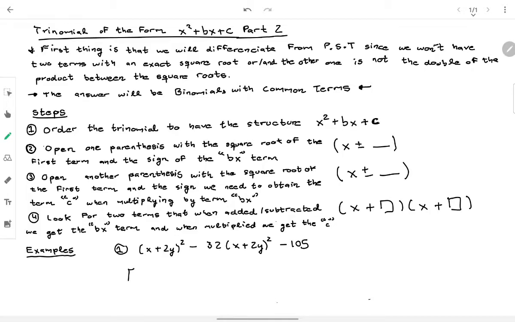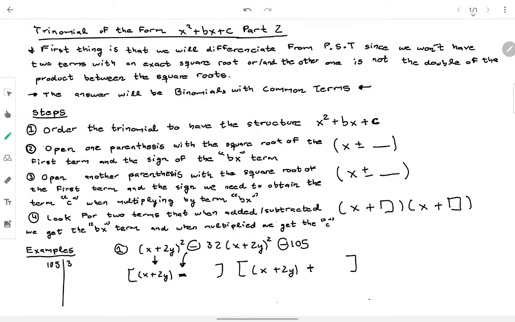I will open up a bracket in this case. The rule says I must put the square root of the first term in both parentheses. Then we will put the sign of the bx term on the first parenthesis, minus. Minus, to become a minus, we need a plus here. Then we will look for two numbers that when multiplied will be 105, and when added will be 32. So I can decompose the 105.